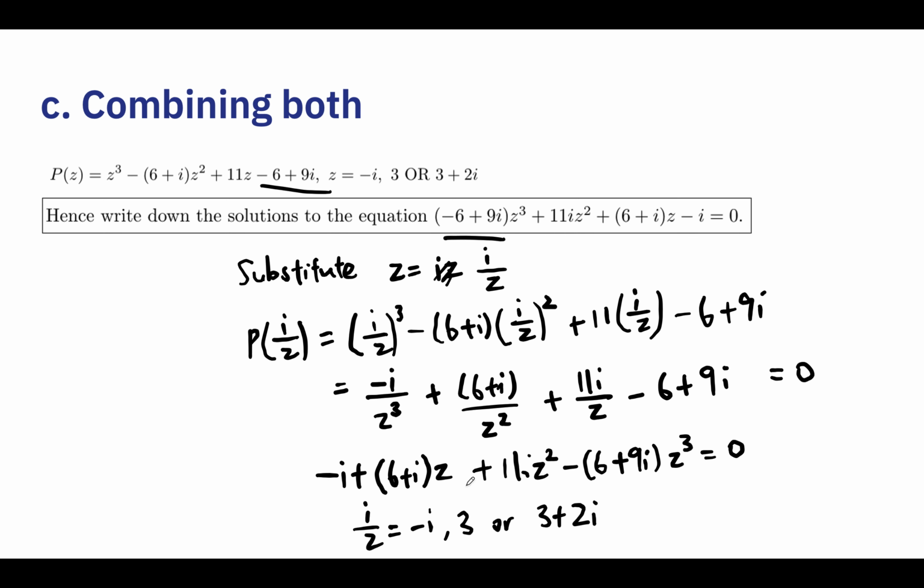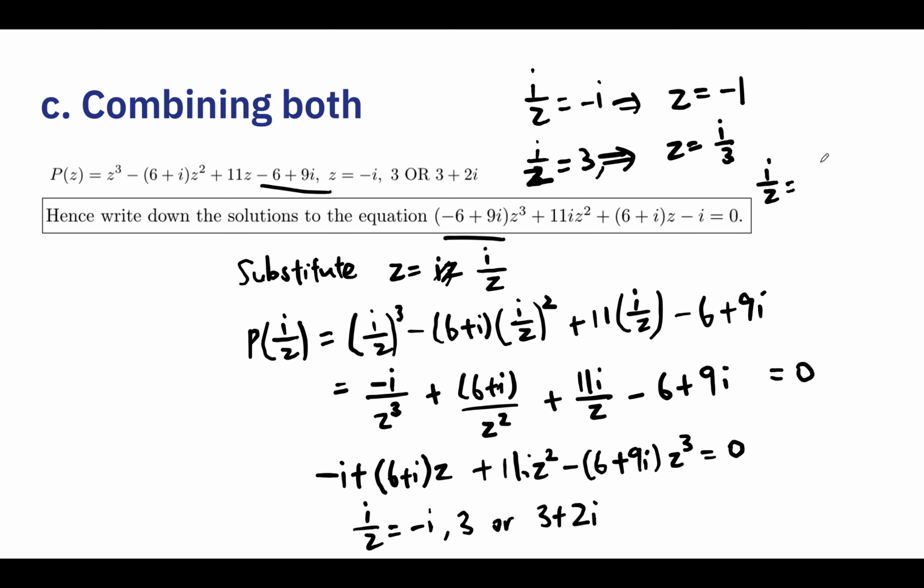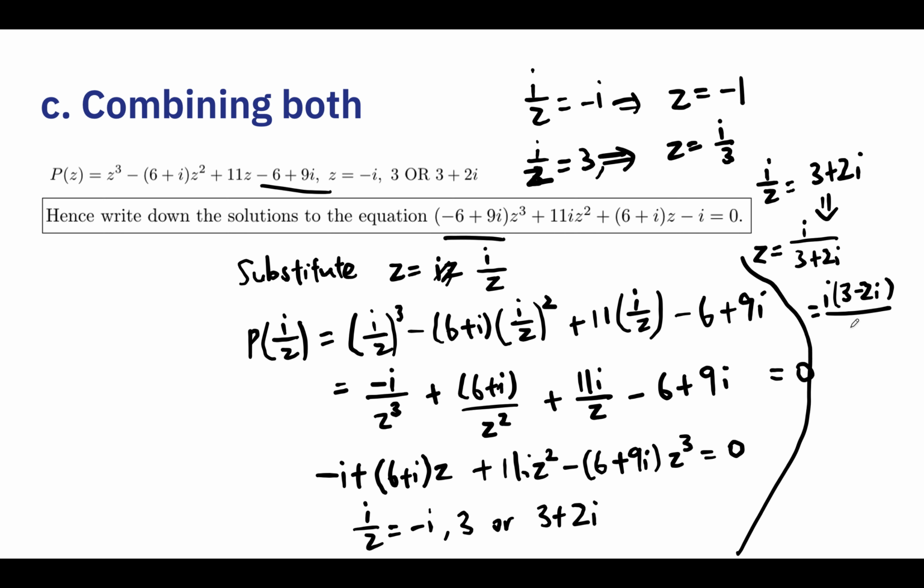And then from here, we are able to solve for the different values of z. So when i over z equals minus i, z equals minus 1. When i over z equals 3, z equals i over 3, or one third i. And last but not least, when i over z equals 3 plus 2i, then z will be equal to i over 3 plus 2i. And then what we can do here is rationalize the denominator. So i times 3 minus 2i, and then the bottom will become 3 squared plus 2 squared, which is 13. So this becomes 3i plus 2 over 13 equals 2 over 13 plus 3 over 13 i.